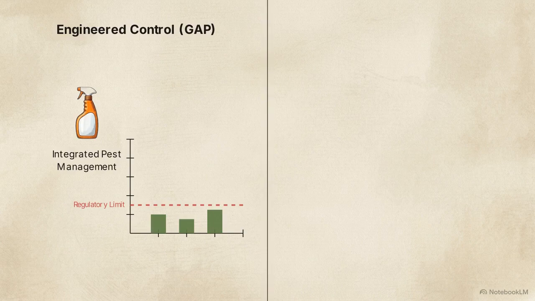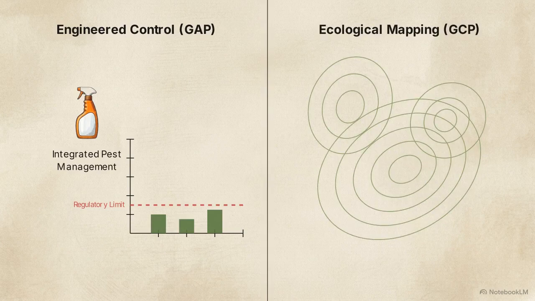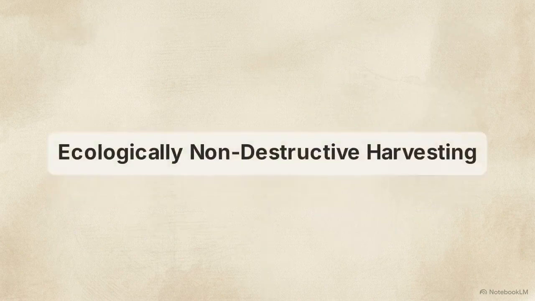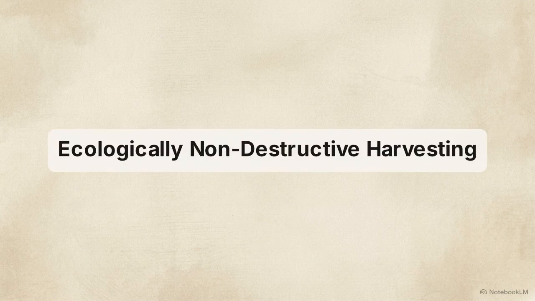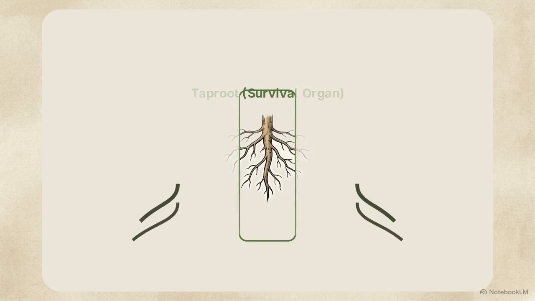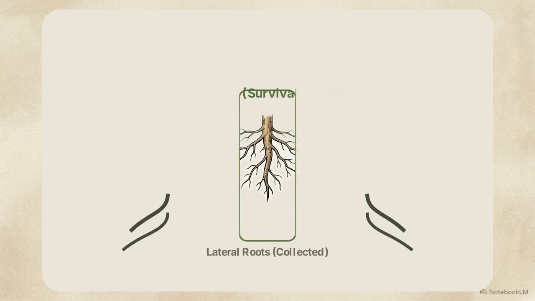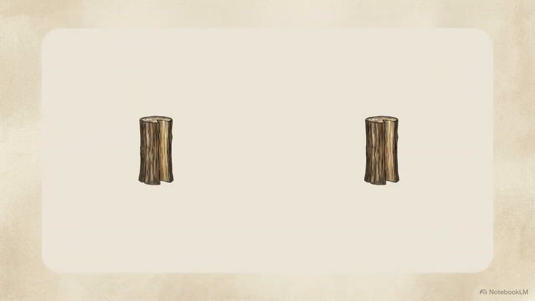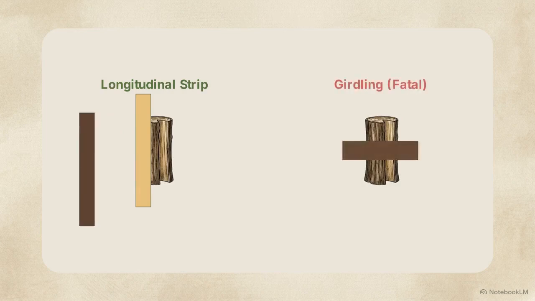This map highlights the shift toward defensive ecological mapping under good collection practices. Field workers must navigate unmanaged habitats to extract specific plant populations without compromising their survival. Collection protocols mandate ecologically non-destructive harvesting. When targeting root systems, collectors are instructed to sever only the lateral roots, leaving the main taproot intact to ensure the long-term survival of the local population. When harvesting bark, workers take longitudinal strips along one side of the tree. Completely girdling the trunk cuts off nutrient transport and kills the source.